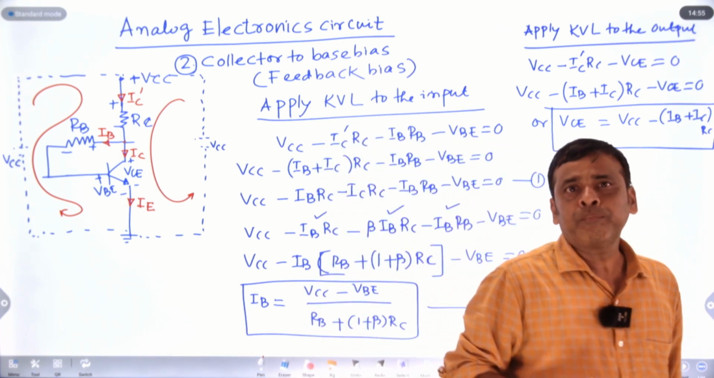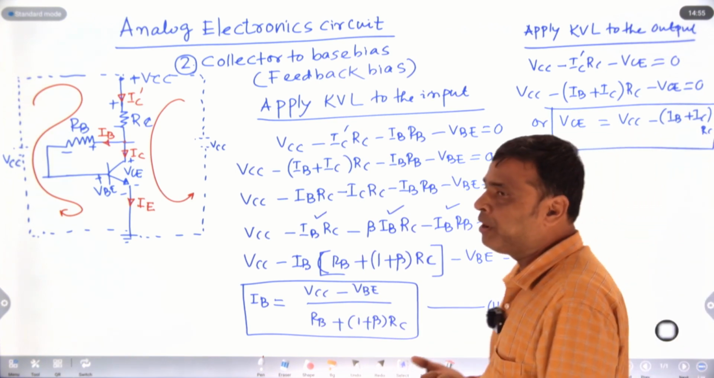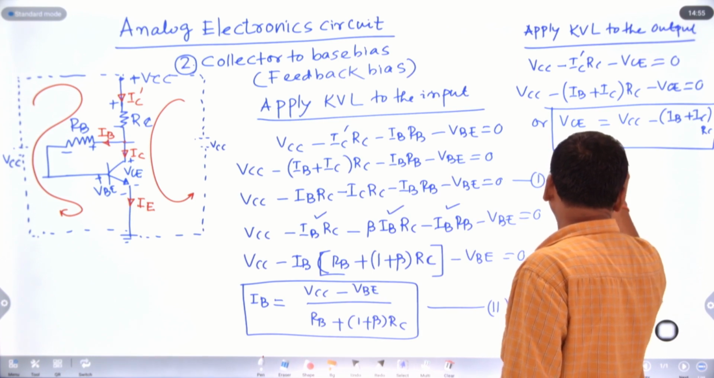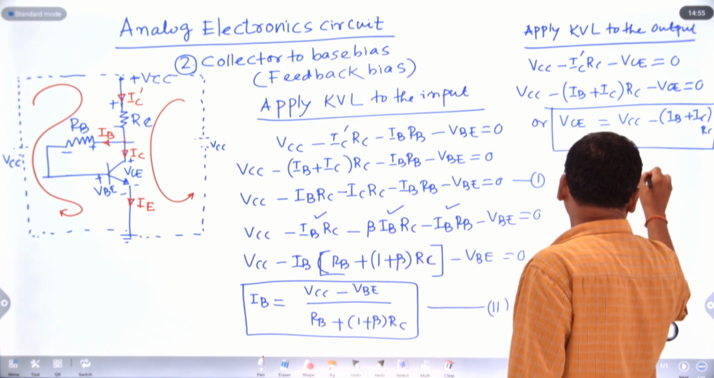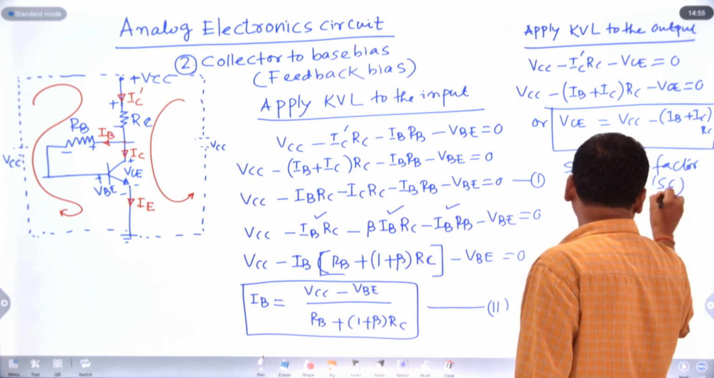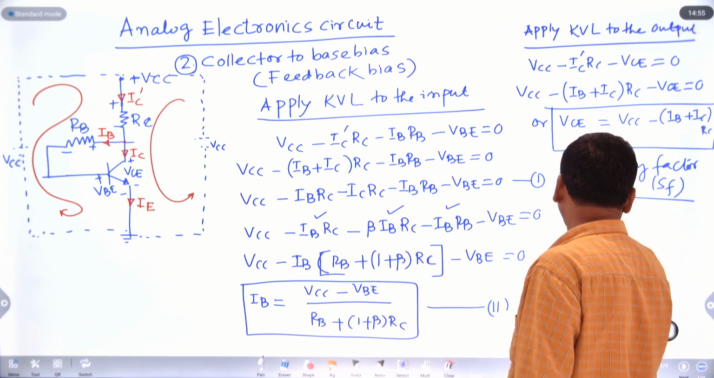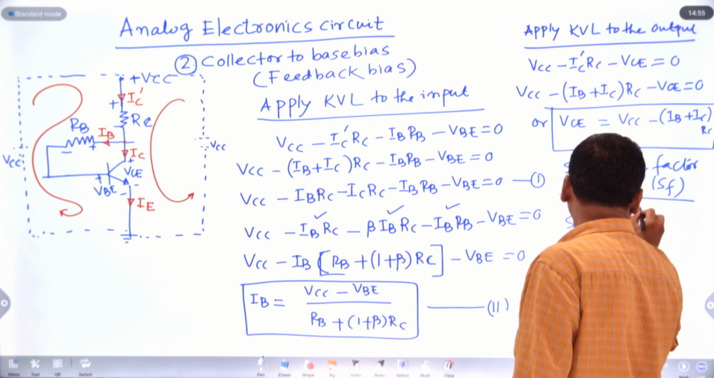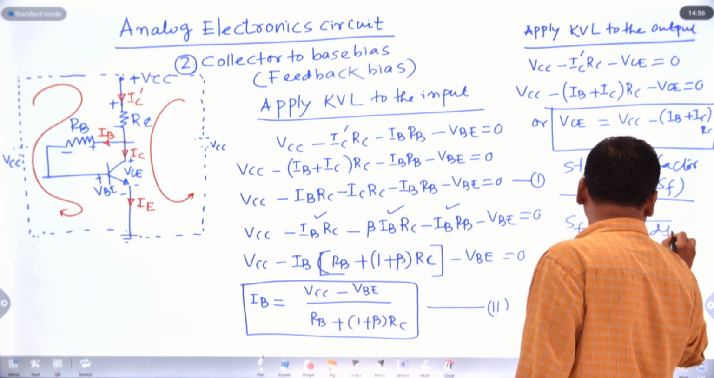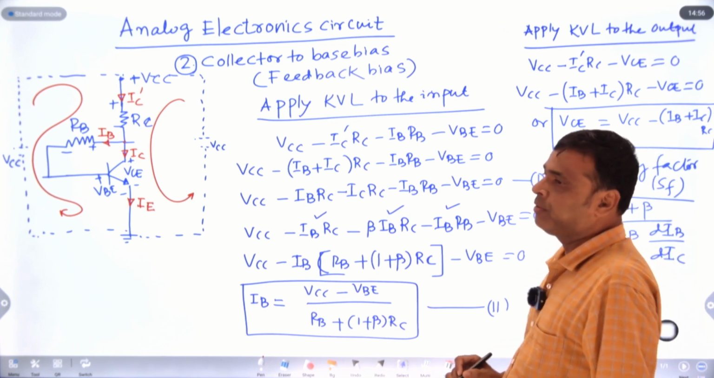To judge whether a particular method is suitable for biasing or not, we use the stability factor. Stability factor is nothing but, there is a generalization formula for the stability factor: SF equals 1 plus beta divided by 1 minus beta dIB by dIC. That is your stability factor.